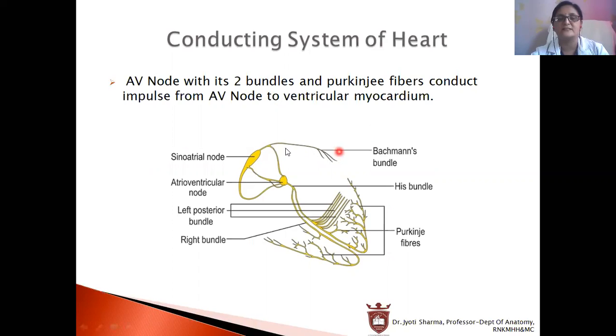Here in the diagram we can see this is the SA node, this is AV node, this is bundle of His. These are the two branches of bundle of His and these are the Purkinje fibers.